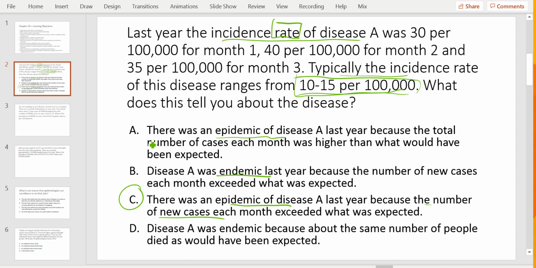And so that's making sure you understand the terminology, but not just that you can define things, but you can use that terminology. This didn't just say define an epidemic. It's being able to understand that this is a higher number of cases, so it is an epidemic.